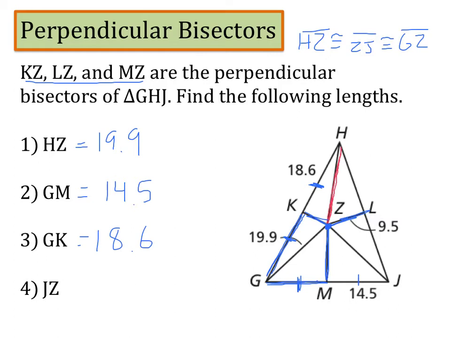For number 4, JZ. JZ goes from the vertex right to the middle. So that should be the same as GZ and HZ. So it's 19.9.